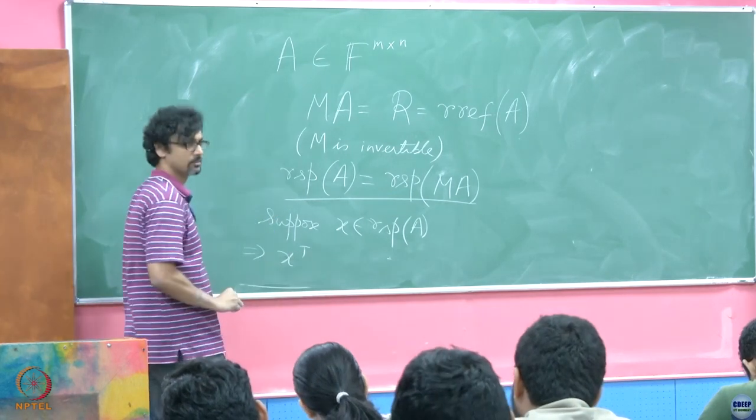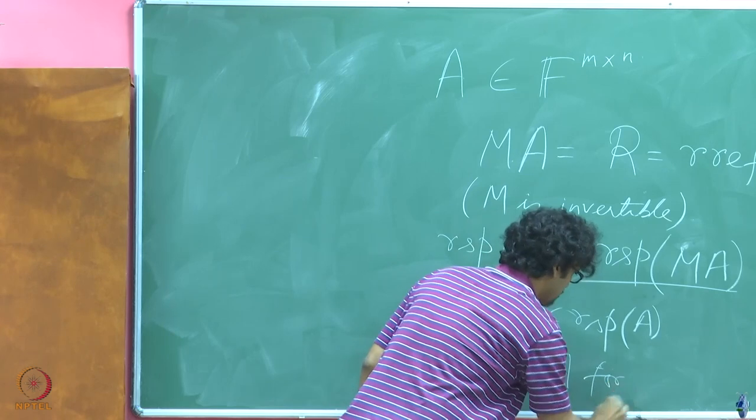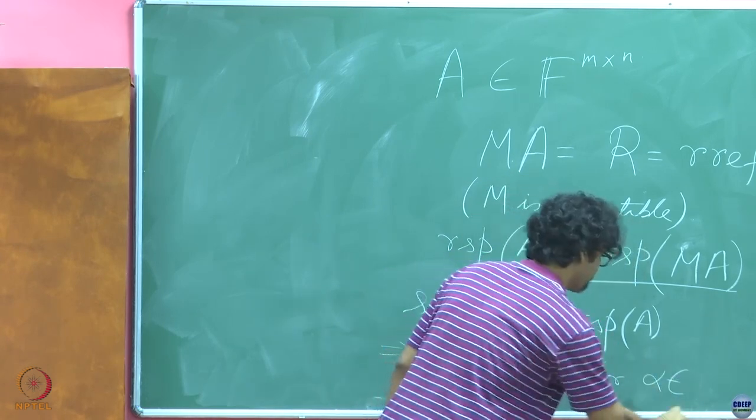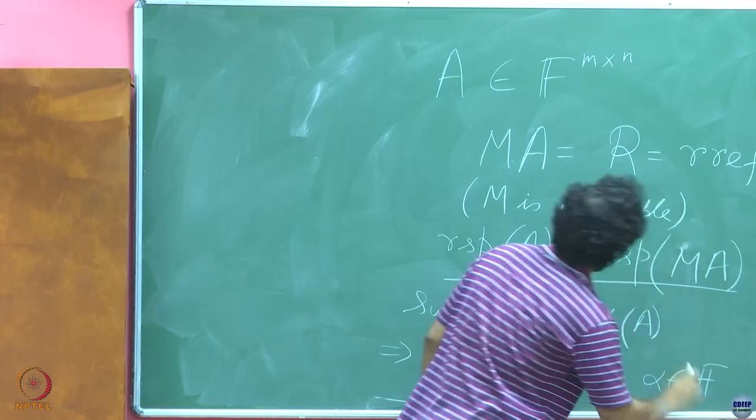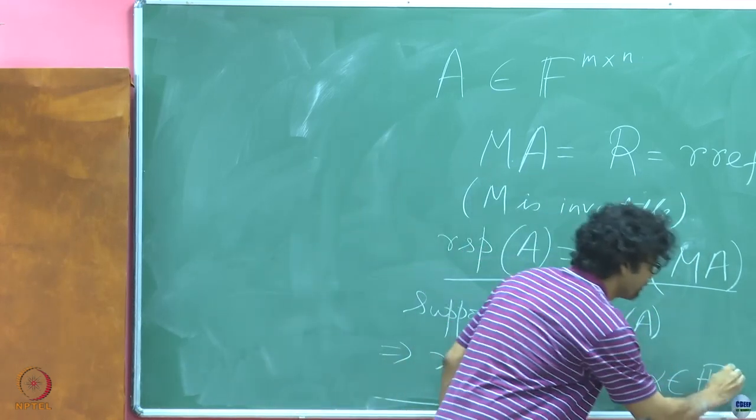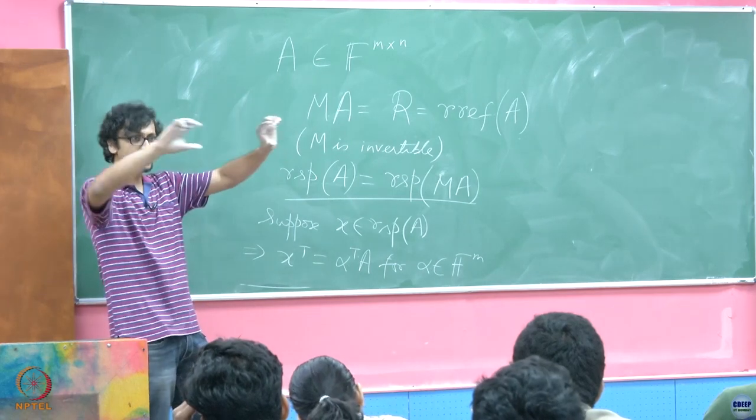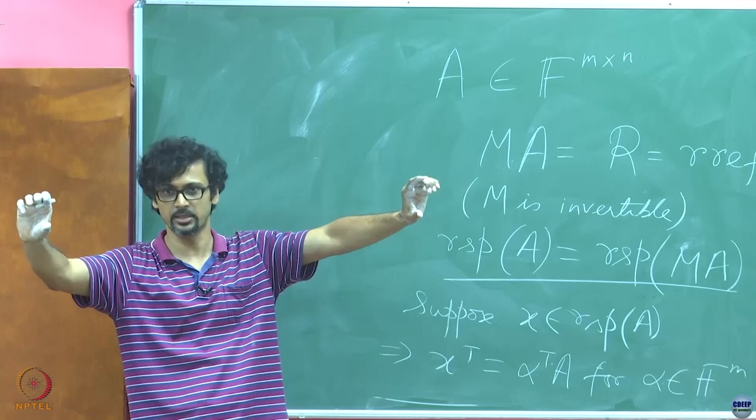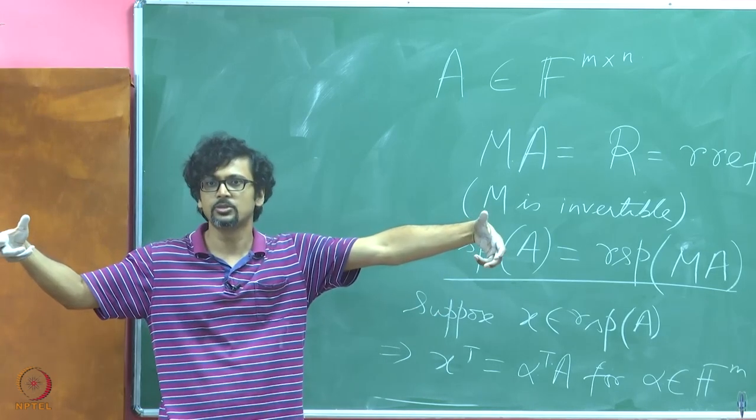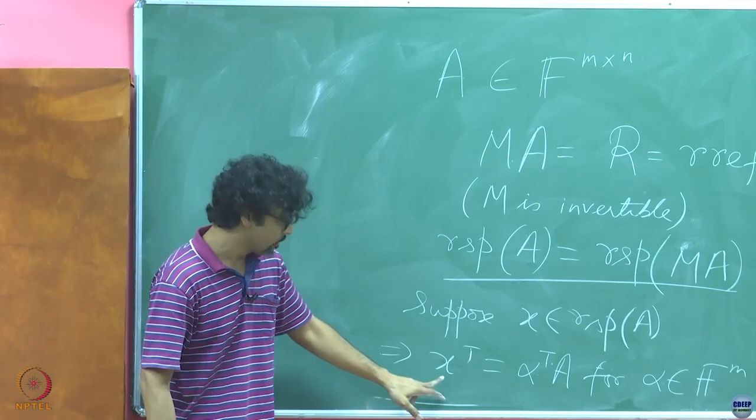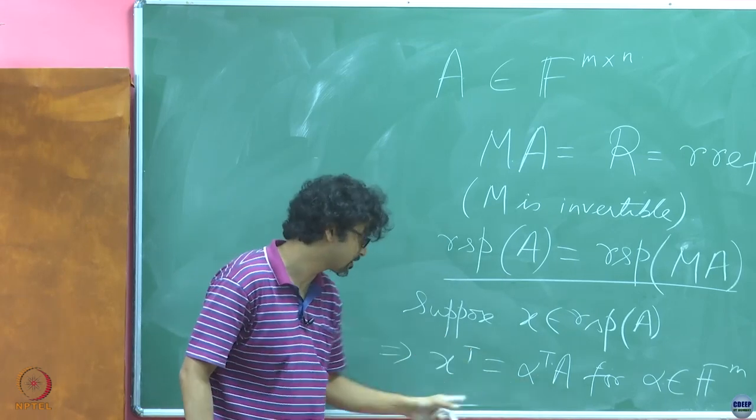That X transpose is equal to alpha transpose A for alpha belonging to, what is the size of alpha? M, right? And what is the size of X? Because there are n columns, each of those wide objects is of length n. So therefore, this is an n-tuple. But I have written it as a transpose because I want to write it as a wide element rather than a tall element. So this is exactly like the image, as I said, right? You just take the transpose on both sides. Anything that belongs to the image of A transpose is in the row span of A.